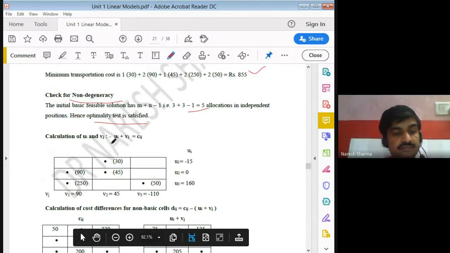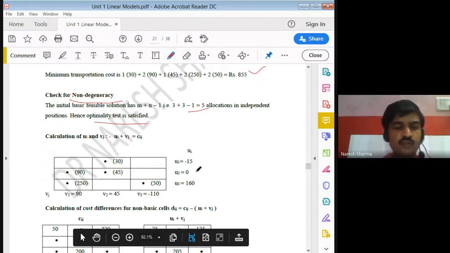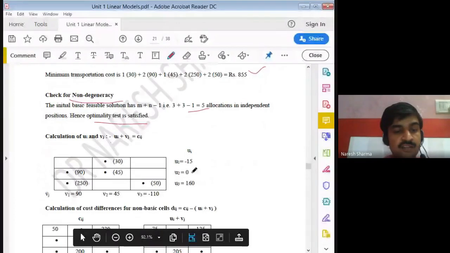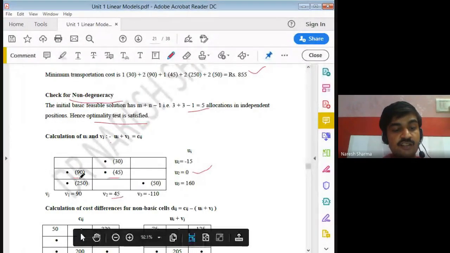So here you can calculate your u1, u2, u3, v1, v2, v3. First you can choose any value as equal to 0. So we start with u2 equal to 0. So this 45 minus 0 is 45, you get this. 90 minus 0, you get this.